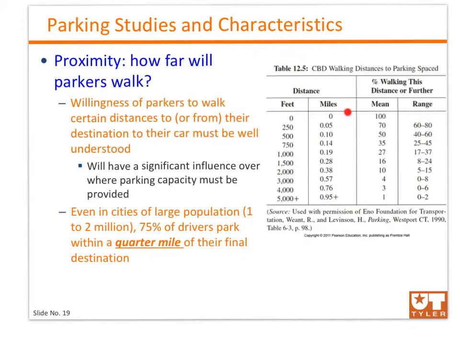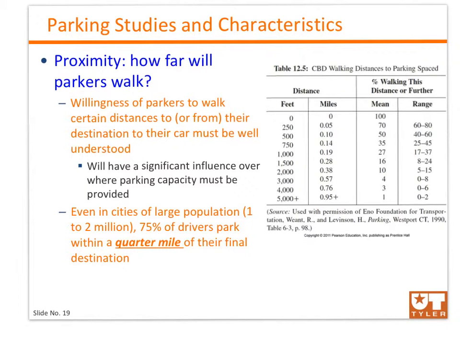So let's start with 0. That means you just park and walk maybe just 10 to 15 feet, and you will be inside. That means 100% of the people would love that, and that's why we have 100% who can do it. Now, how about if I have to walk 1,000 feet or 0.19 miles? Once we are walking that 0.19 miles or 1,000 feet, now we have 27% of people willing to walk this distance. Or the range, you will have 17 to 37%.